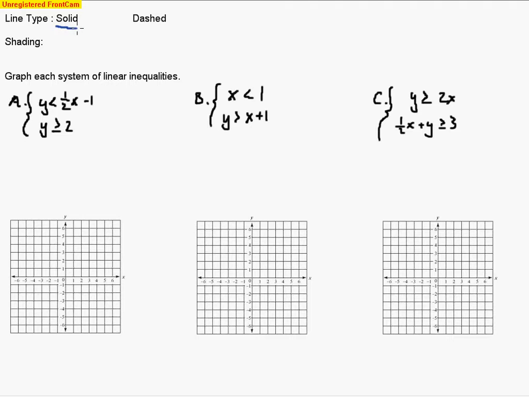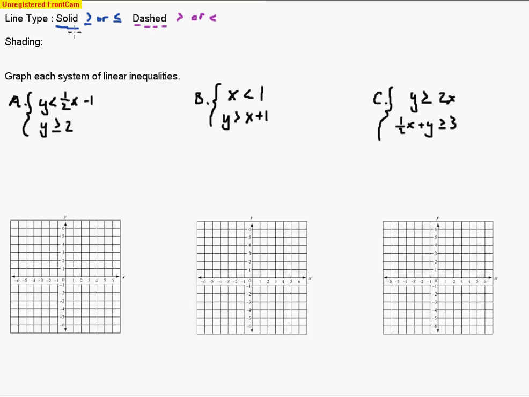Solid line when we use one of these two symbols, either a greater than or equal to, or a less than or equal to. Whenever it has that line underneath, that's when we're using that solid line. Now use a dashed line whenever we have either a greater than or a less than symbol. So remembering the key thing is, if it has the line underneath, it's a solid line. No line underneath, it's a dashed line.